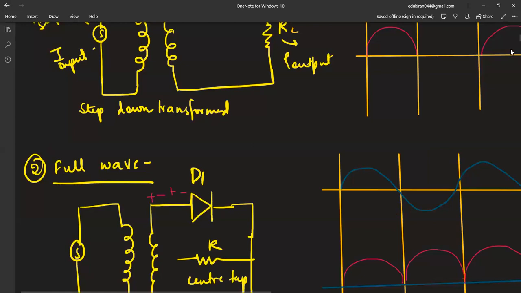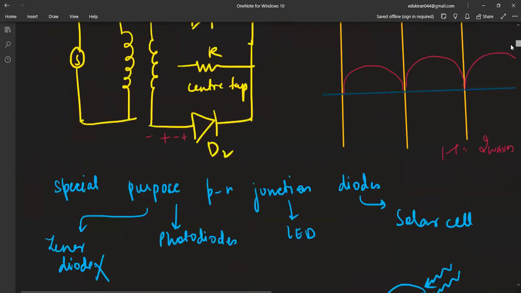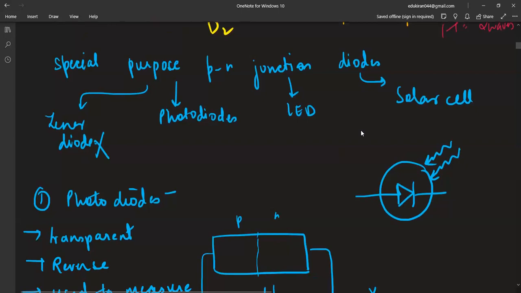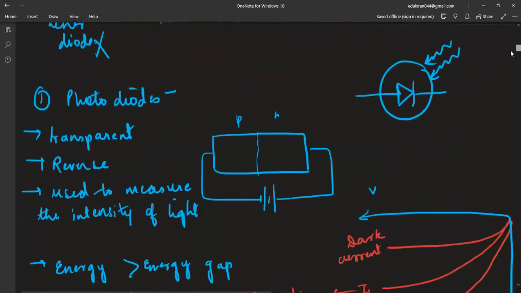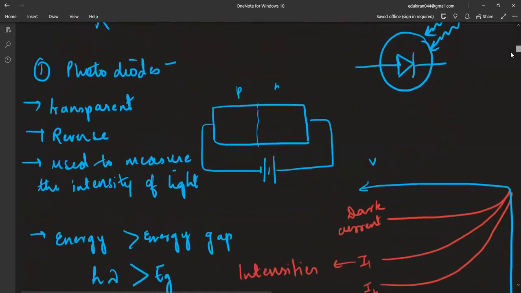Okay, now talking about the special purpose PN junction diodes. So see, you have four diodes, one which I already mentioned yesterday, Zener diode. So Zener diode has been deleted from your CBSE syllabus, so it won't come. Photodiodes, LED, and solar cell. So you just have to remember basics about it, and one graph of each. Graphs can be asked. So what are photodiodes?